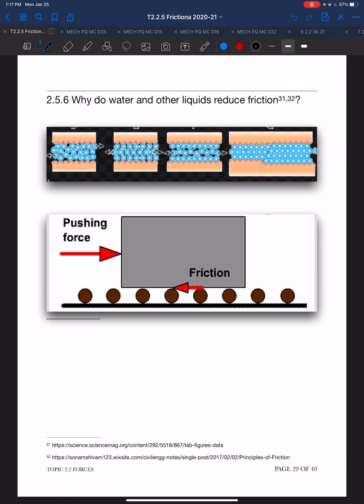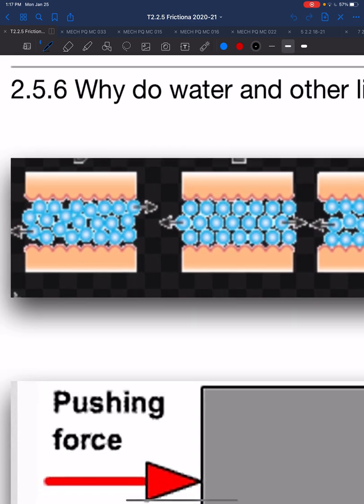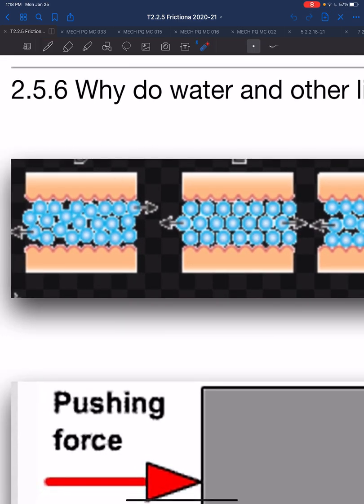In this installment, we'll talk a little bit about why water and other liquids reduce friction. To do that, we'll zoom in here. On the top, we have a material, let's say your shoe, and the bottom material is the ground, and there is water there like so. Now, one thing that makes a liquid different is that the molecules themselves are free to revolve. They're free to revolve or rotate and spin in any direction they want.